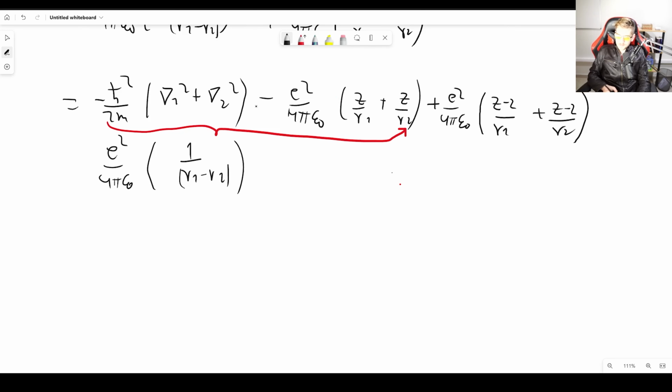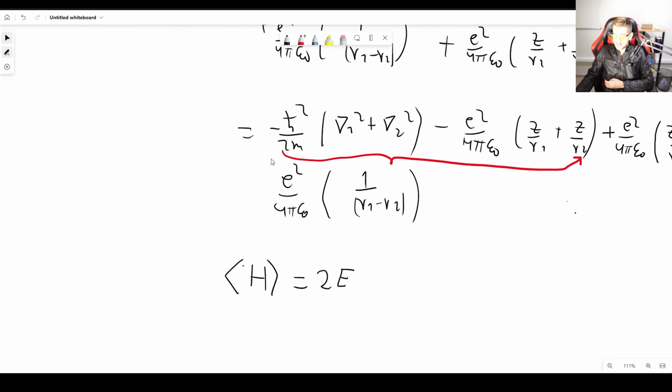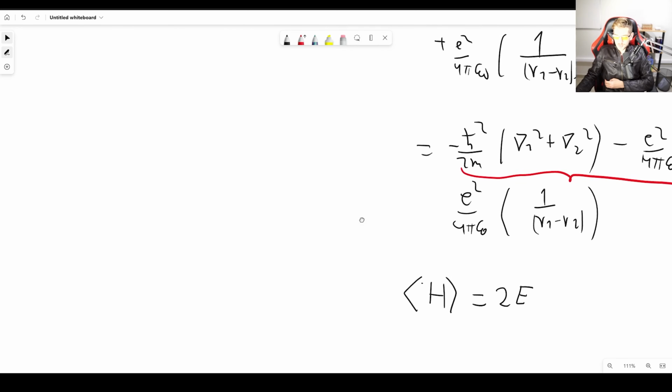Okay, never mind. So if we want to find the expectation value of the Hamiltonian, the energy, this is simply 2 times the energy of one of these atoms. But what is this energy? This is basically a hydrogenic atom, but with Z protons.